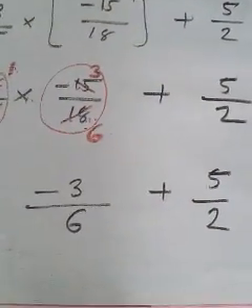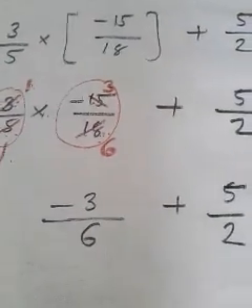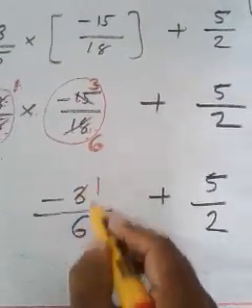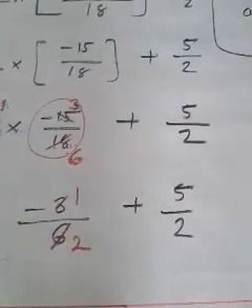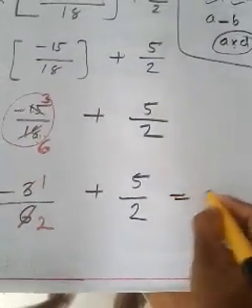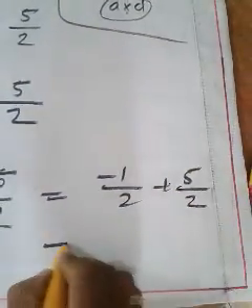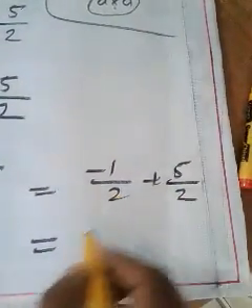And now we just see. Still here you can cancel once again. 3 and 6 get cancelled now. In 3 how many 3? 1. In 6 how many 3? 2. You may have understood, isn't it? Now we just see, it implies minus 1 by 2 plus 5 by 2. Now how can you add minus 1 by 2 and 5 by 2?